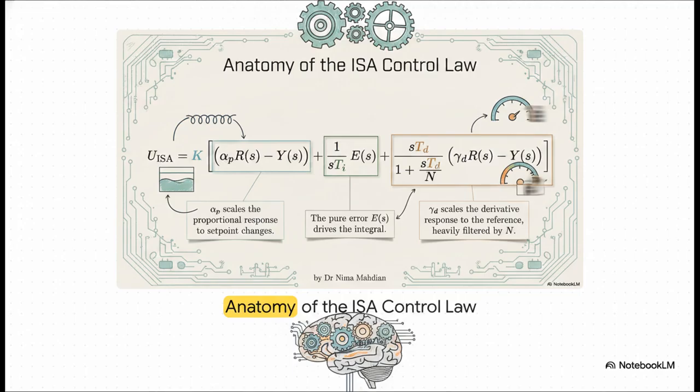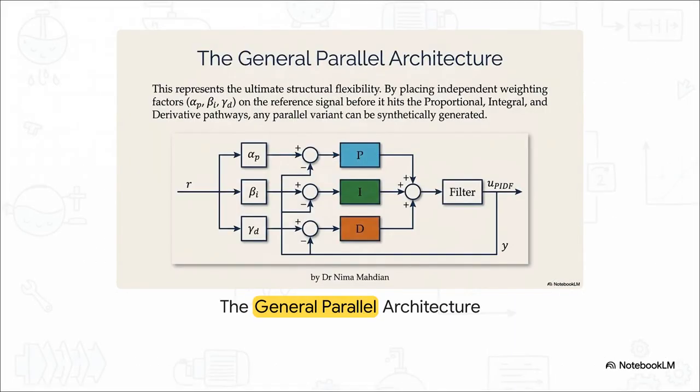And the final term? It's s times T_D divided by the quantity 1 plus s times T_D over N, all multiplied by the quantity gamma_D times R(s) minus Y(s). This clearly shows gamma_D scaling the derivative response to the reference, heavily filtered by that divisor N. Now, expanding out from the ISA standard, we encounter the general parallel architecture. This represents the ultimate structural flexibility.